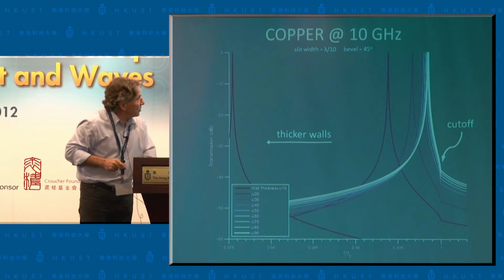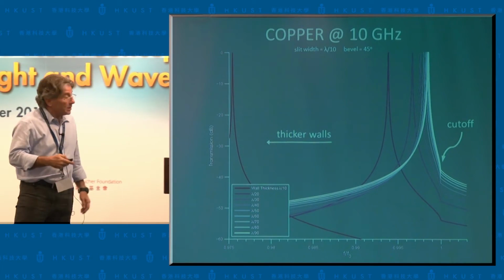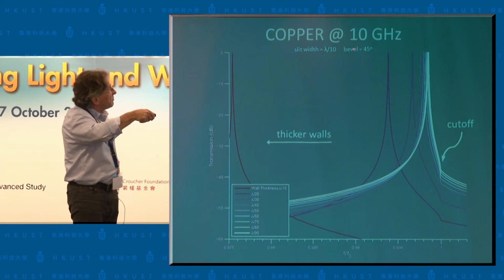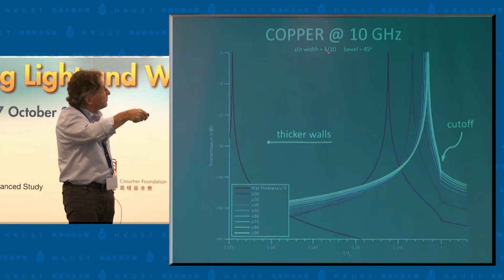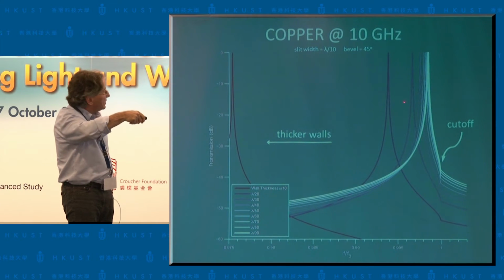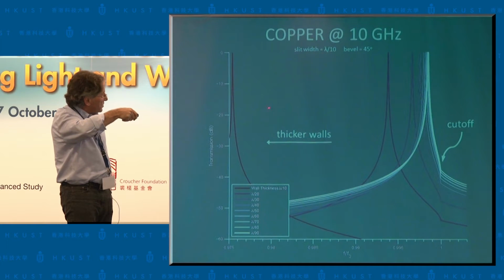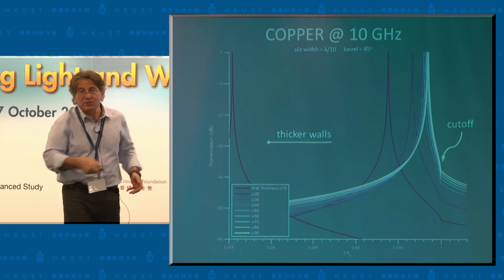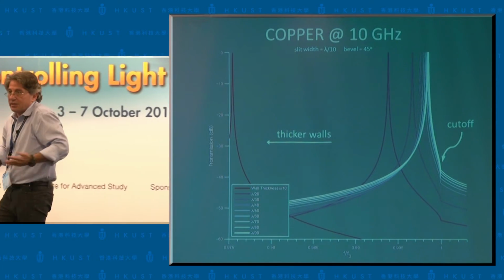So here's data, copper, 10 gigahertz. What we do here, this is for a bevel of 45 degrees and a slit width of λ/10. As the walls get thicker and thicker, the resonance moves to lower and lower frequencies. The cutoff is always the same, right there. The cutoff is the cutoff of the waveguide. That doesn't change.